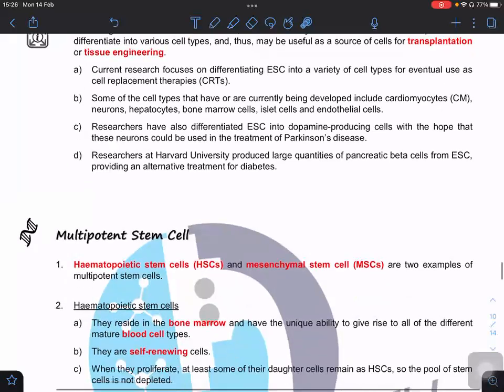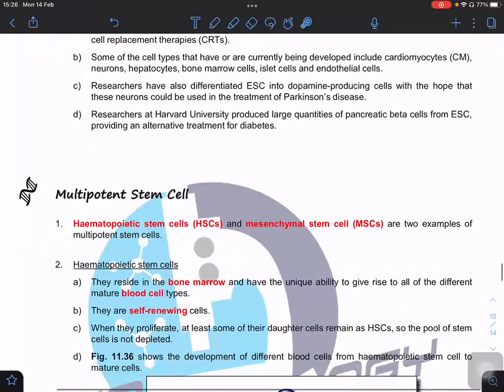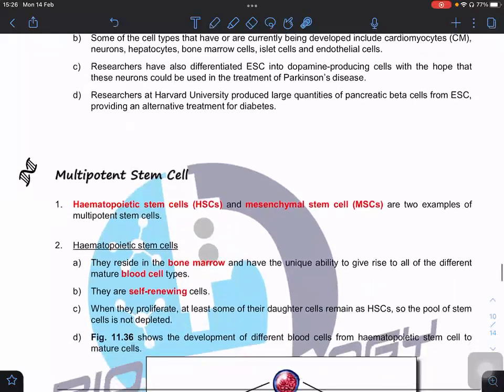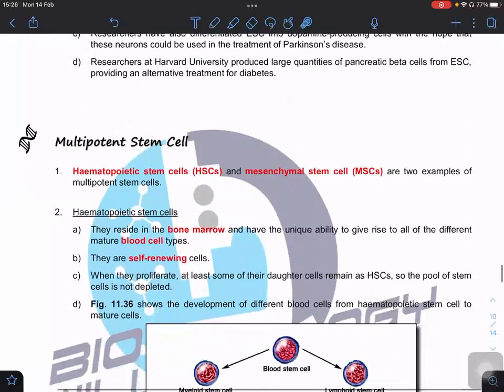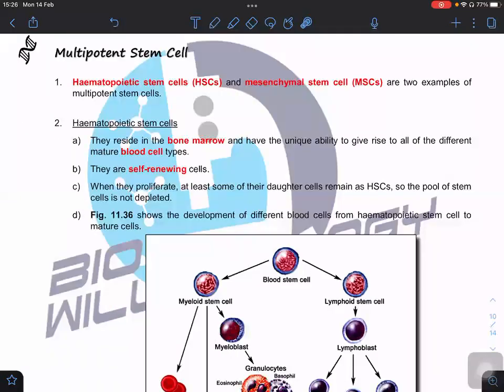Then the last one, we have the multipotent stem cells, with 2 examples here: hematopoietic stem cells and mesenchymal stem cells. We start with hematopoietic stem cells. This one is more relevant to us. You have to know that they reside in the bone marrow and give rise to different cell types. Cell renewing means that they can continue to multiply, and as I said, some of them develop into blood cells, some remain as stem cells.